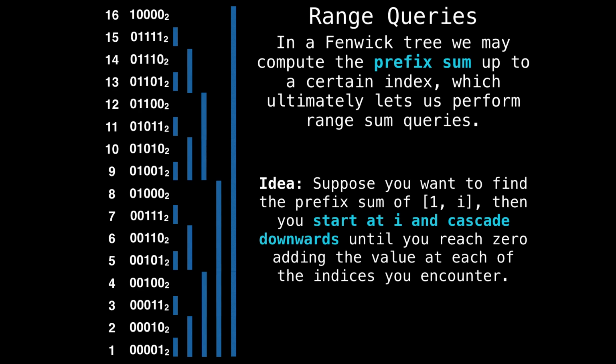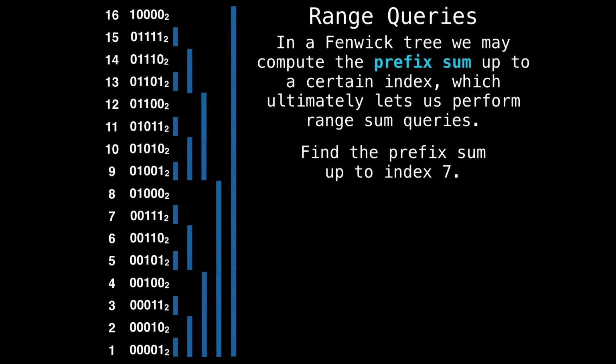You'll soon see what I mean. So for example, let's find the prefix sum up to index 7. So we're calculating the prefix sum from index 1 to 7, inclusive. Usually everything in a Fenwick tree is inclusive. So if we look at where we are at 7, we can get the value in the array at position 7, and then we want to cascade downwards.